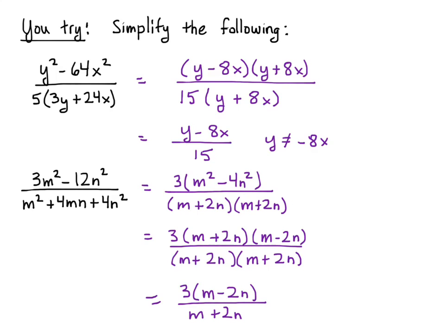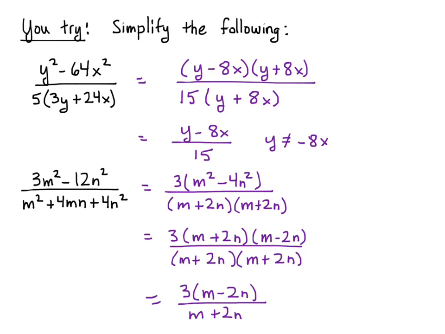Now, she put the correct domain restriction there and I didn't. Okay, why don't I need to put a domain restriction explicitly there? It's already implicit. I guess the strict way to say that would be, it's already implicated. That sounds like a crime, doesn't it?